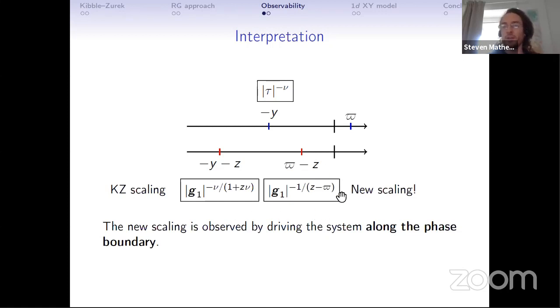Now, there is a second scale here that emerges as a result of the drive. And this is our new scaling that I'm trying to advertise here. The way to understand this scale is that now that we have a two-dimensional phase diagram, because there are already two couplings at equilibrium, there are two directions in which we can drive the system. And what happens is that if we cross the phase transition head-on, perpendicularly, then we see pure Kibble-Zurek scaling. We see this scale here. However, if we drive the system along the phase boundary, then this scaling takes over.